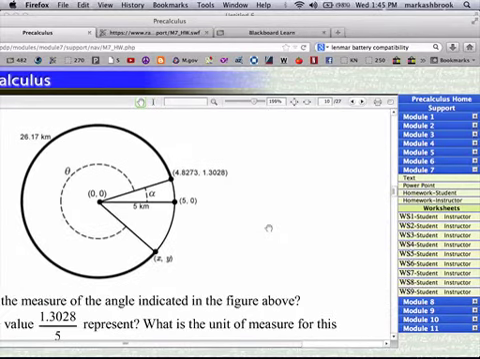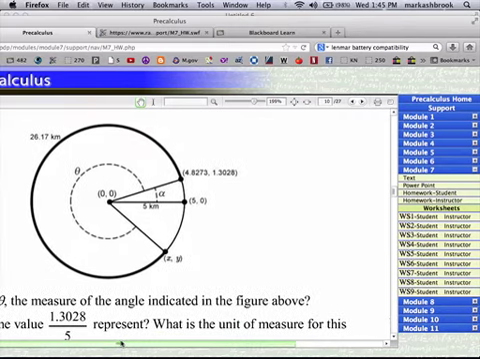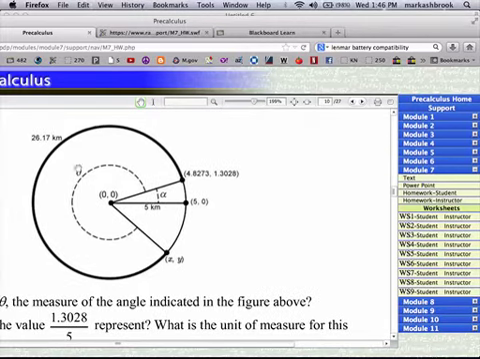This one. What is theta, the measure of the angle? Okay, so they want this angle, which is not from 3 o'clock. It starts here and then sweeps around to here. So not starting at 3 o'clock, but starting here, we want this angle theta. Okay, so how can we get that?